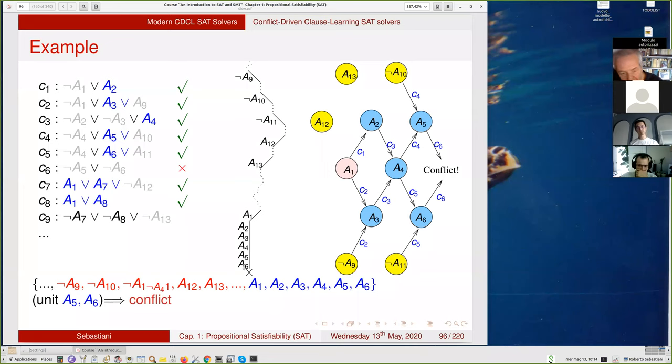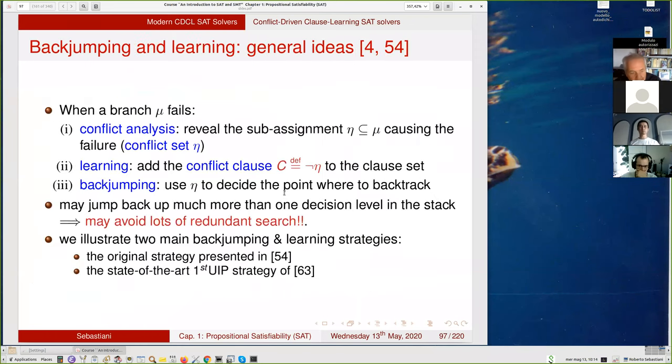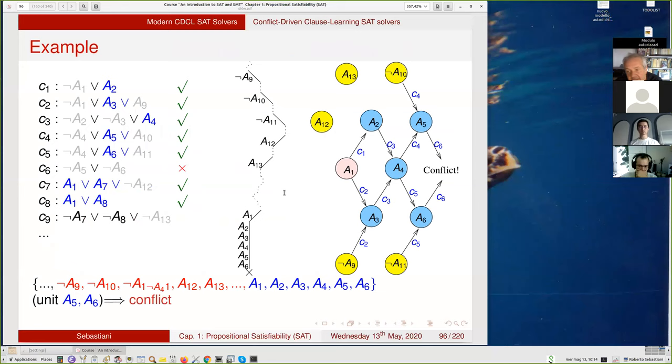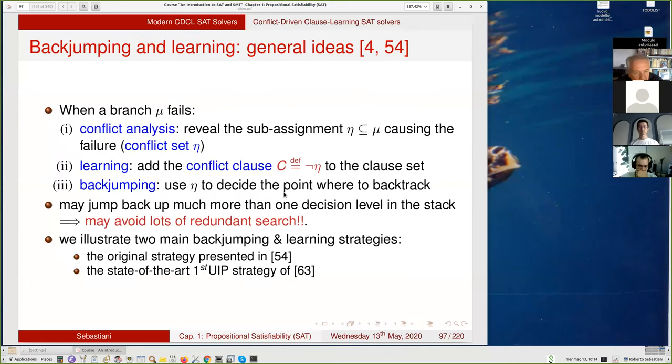Remember the standard technique: you pop up to here, you decide not a one, go ahead. Let's see what instead we can do. Here there is more than one technique. The general idea of backjumping and learning is that when a branch fails, which is actually this case, you reveal the subassignment eta, which causes the failure.